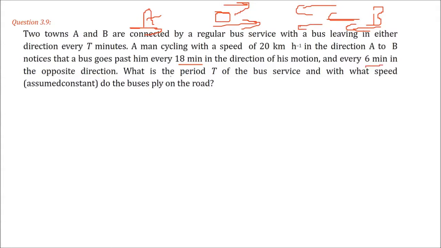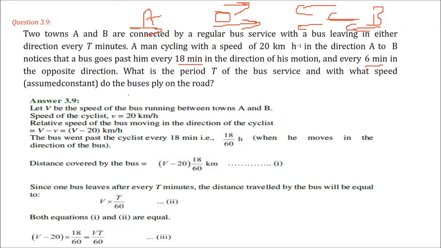So what is the period T of the bus service, and with what speed do the buses ply on the road? So what we will do here is, let capital V be the speed of the buses running from A to B, which is the normal speed of the buses. The speed of the cyclist is given as 20 km an hour. What is the relative speed of buses moving in the direction of the cyclist? It will be V minus 20.